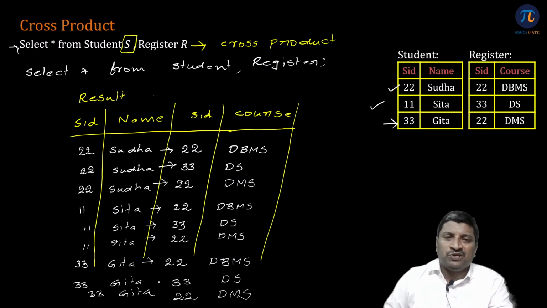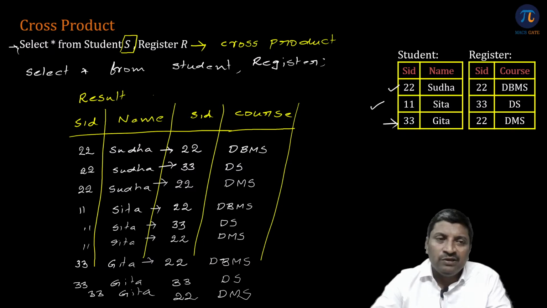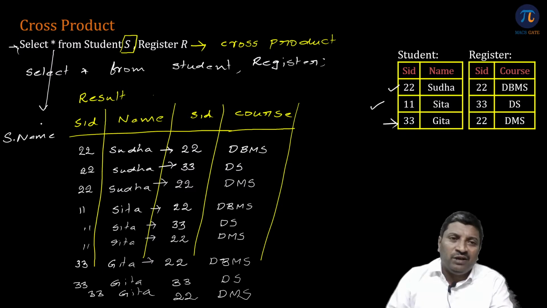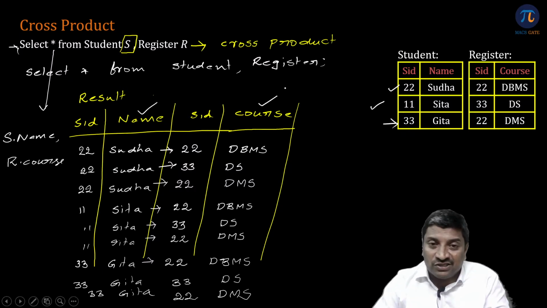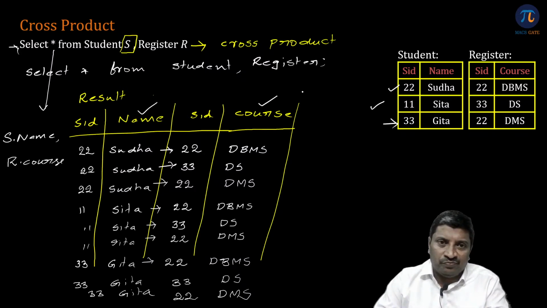This is about the cross product, right? We have not filtered any records, any attributes, right? Whenever you want to filter the attributes, what can you do, sir? You can specify s dot name. Then it will display the attribute name from the first table. Suppose I want the course also. So r dot course. Then it will give only two attributes, name, comma, course. Then how to filter the records? Okay, for that either you can specify clearly on our own, or you can go for joins.